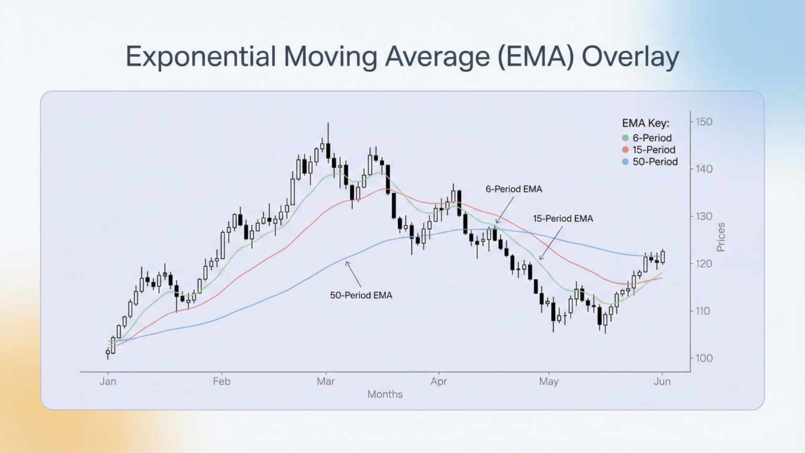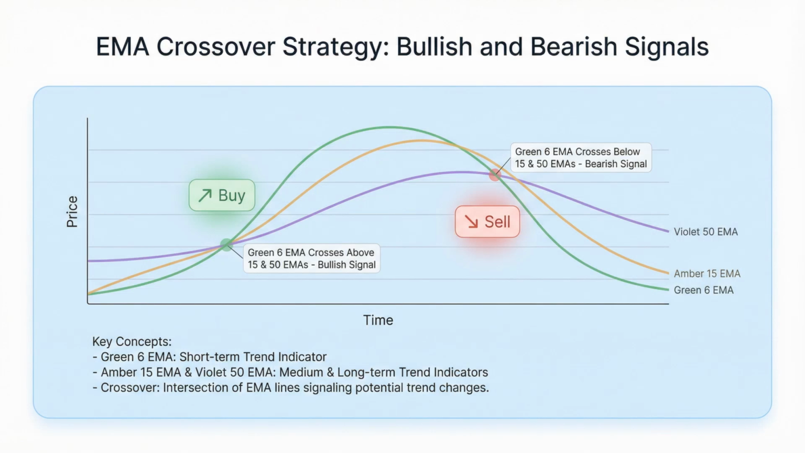Another vital tool in the technical arsenal is the Exponential Moving Average, or EMA. Traders often overlay multiple EMAs on a daily time frame to accurately gauge trends. A common and effective setup involves using a short-term 6-period EMA in green, a 15-period EMA in red, and a 50-period EMA in blue. A buy signal naturally occurs when the fast 6 EMA crosses above the slower EMAs.